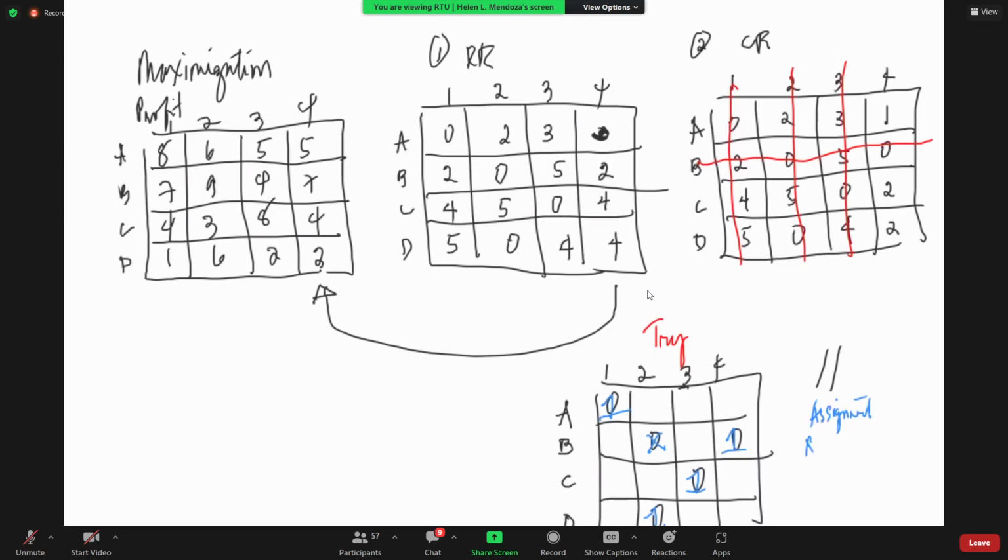A, B, C, D. A to 1, B to 4, C to 3, D to 2. So you have A to 1 is 8, B to 4 is 7, C to 3 is 8, and D to 2 is 6. O di ba nakita nyo? You are getting the highest values. Yung kanina, you are getting the smallest of the values. Ngayon, tignan mo. Nakuha mo yung 8, 7, 8, 6.